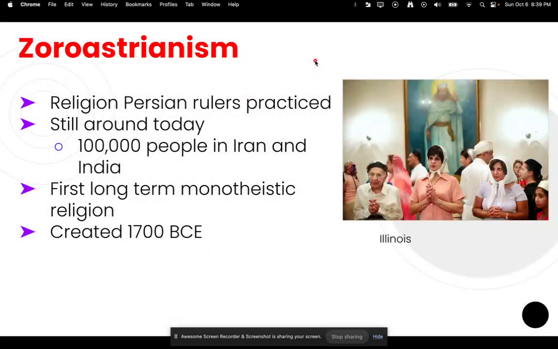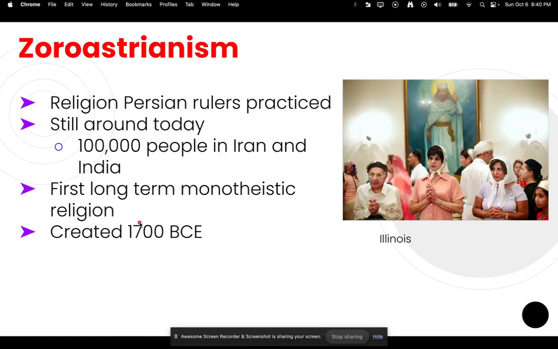Yeah, so there's a lot of different answers, but a lot of it has to revolve around that, well, first of all, this religion is still practiced today, and some aspects of this religion stem into the modern day. So, like I said before, this is the religion that Persian rulers practiced. Again, it is still around today. There's about 100,000 people who practice it, mostly people in Iran and India, but there's also a small population in Illinois that are also Zoroastrianists. So here's a modern day picture of them.